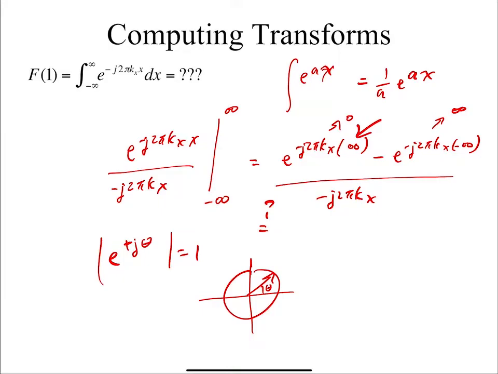So basically it's not defined, right? We don't really know what e to the minus j infinity is, or e to the j infinity is, because infinity is just the phase term, which is just going around and around and around. So the problem is this doesn't really work. Okay? I just did this to show you.